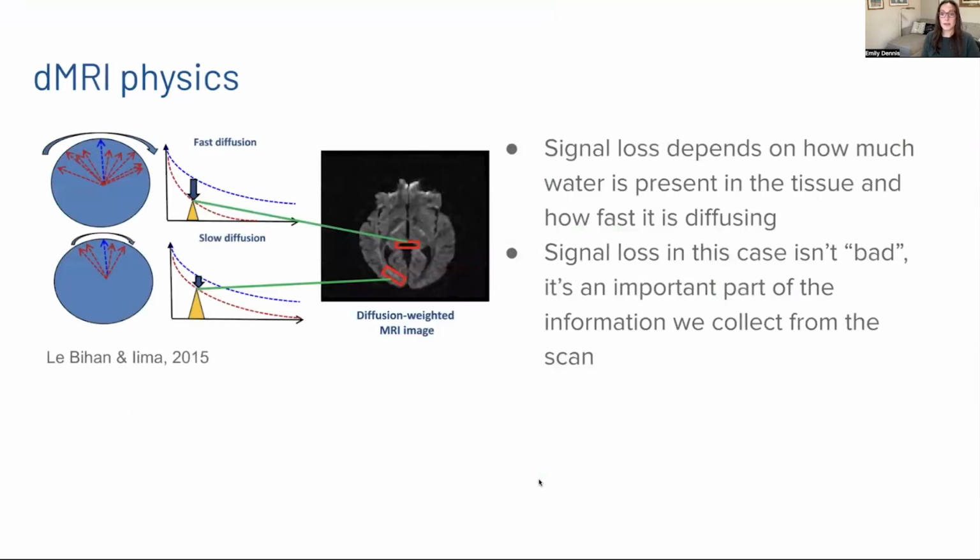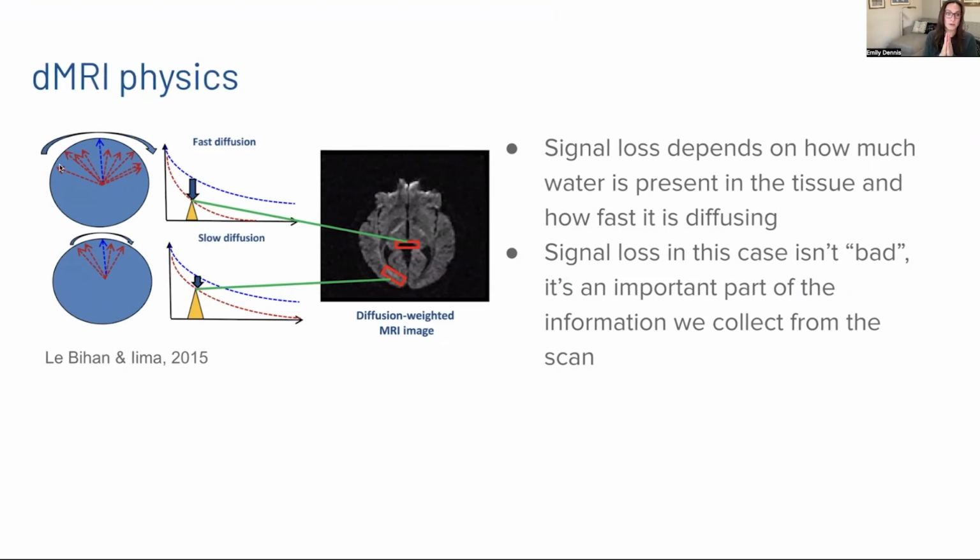Now, signal loss here is not a bad thing. This is what we're taking advantage of to actually create these images. The signal loss depends on how much water is present in the tissue and how fast it is diffusing. So if you imagine in this image here, you have an area where it's primarily CSF, so you've got very fast diffusion in all directions. During the dephasing, you'll have some protons that get wildly out of phase, and you can see a big difference between those and the ones that have not dephased. And so this leads to a lot of signal loss because they're not all able to rephase.